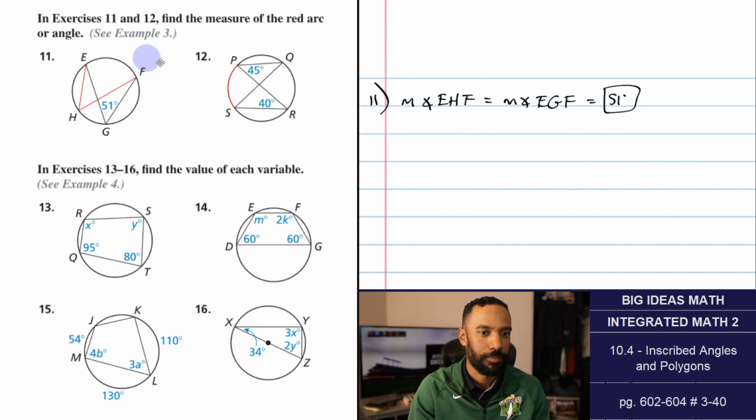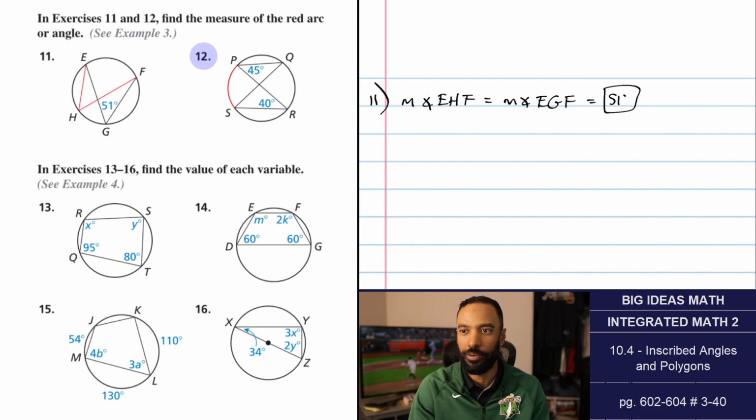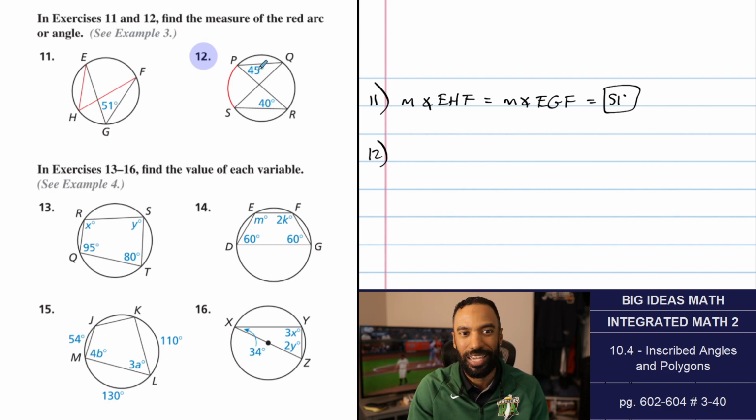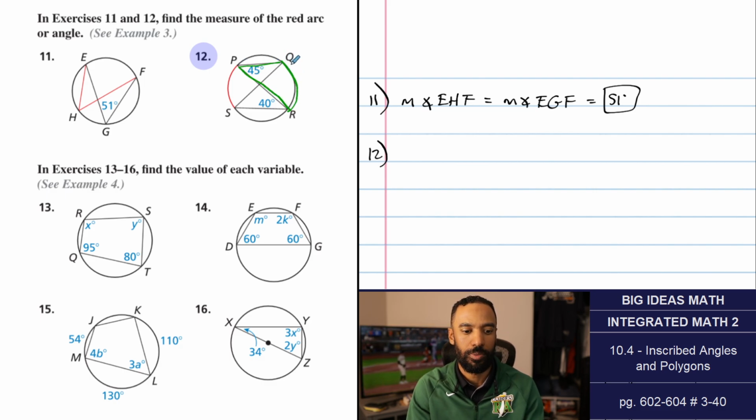Number 12 has two different inscribed angles with the same intercepted arc right there. Now, you have to be careful. This 45 degrees, honestly, is just throwing you off. It doesn't mean anything to us. That's an inscribed angle for this intercepted arc, which means nothing for me. I want to know this intercepted arc for that inscribed angle right there.